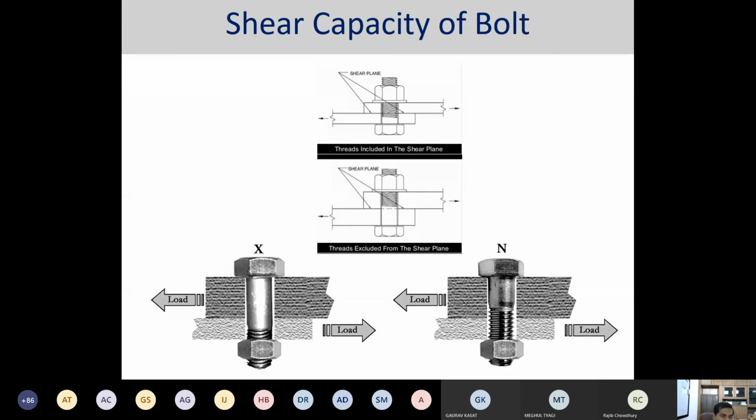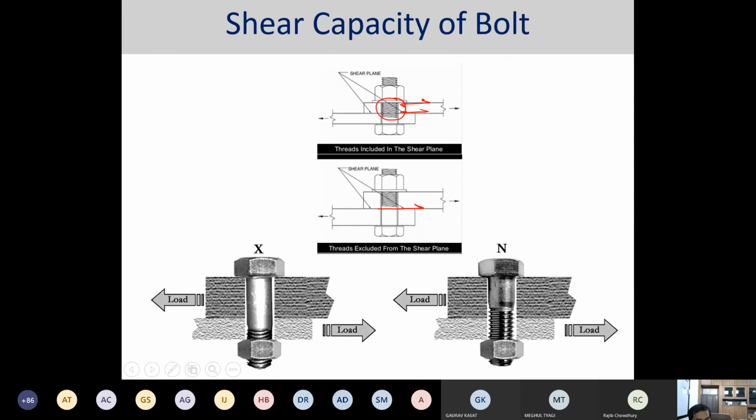Before going to how much to be reduced, let us again come back over here to the similar figure: threads are included in the shear plane. See, where would be the shear plane? Shear plane here and shear plane here. Threads are included. Here threads are excluded because only one shear plane is making it up. Obviously there would be a shear over here, but that shear would be different.